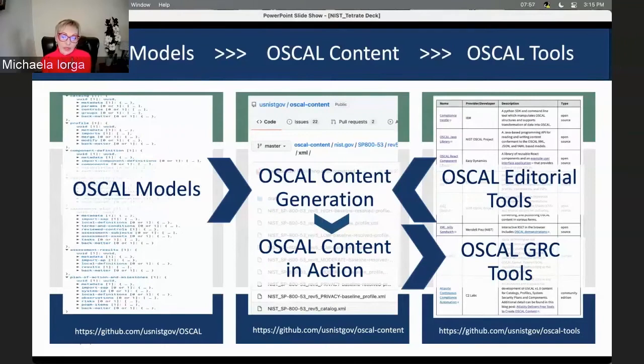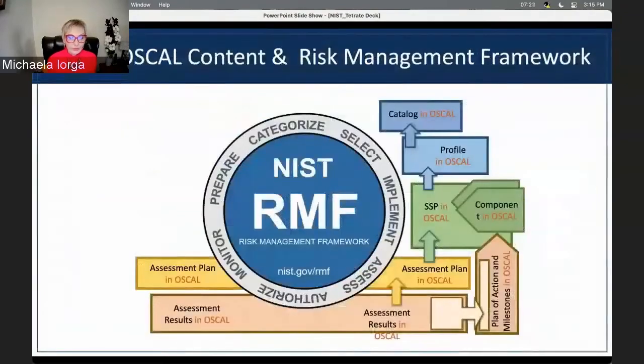To generate the OSCAL content, we are not envisioning that humans have to read these machine-readable formats. Absolutely not. So you're going to use OSCAL editorial tools to generate your OSCAL content aligned with the type of information that you need to use and represent. And this OSCAL content in action gets ingested back by the OSCAL GRC tools, and it is used to support the security assessment automation. Next, please.